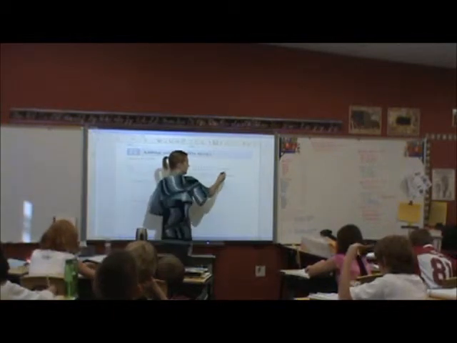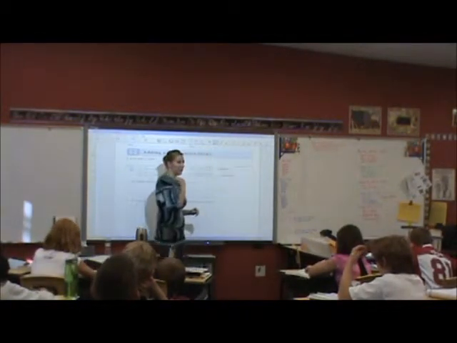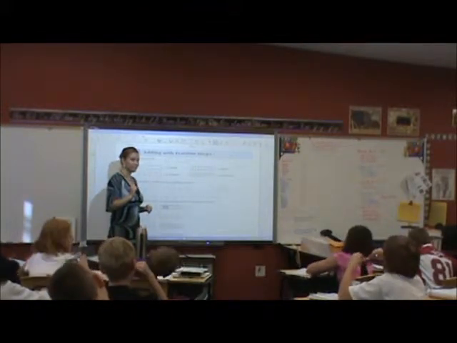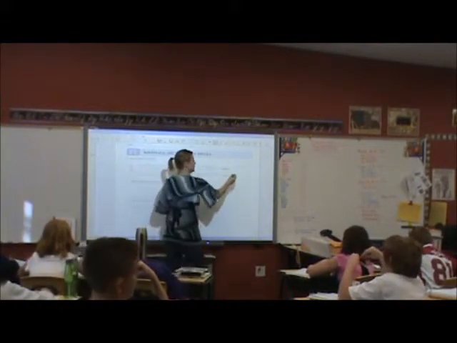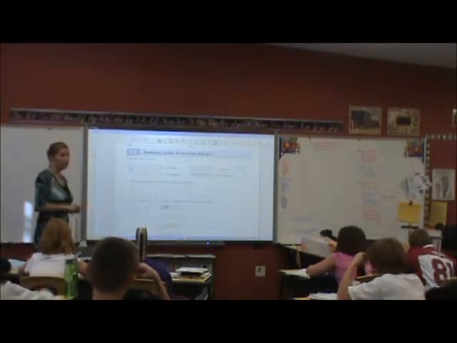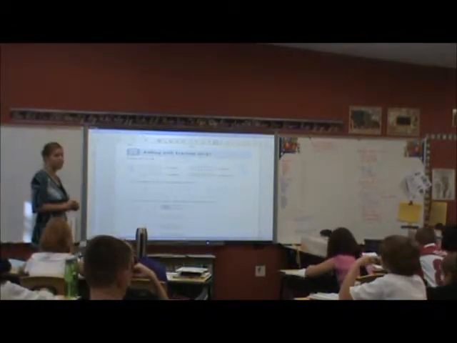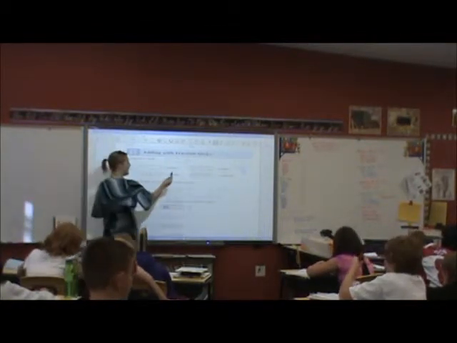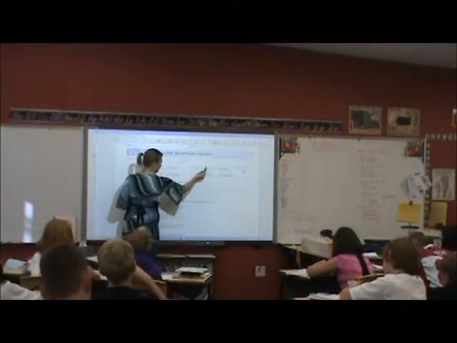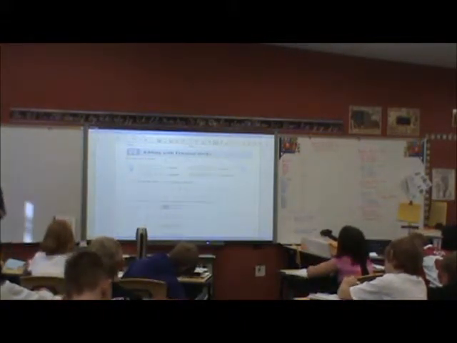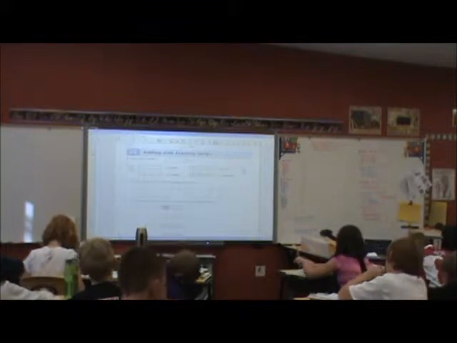What about over here? Haley, what number goes on the denominator here? 8. How did you know 8? Right, because you should split into 8 parts. 1, 2, 3, 4, 5, 6. So the number on the bottom tells you how many total parts you've split the whole into.